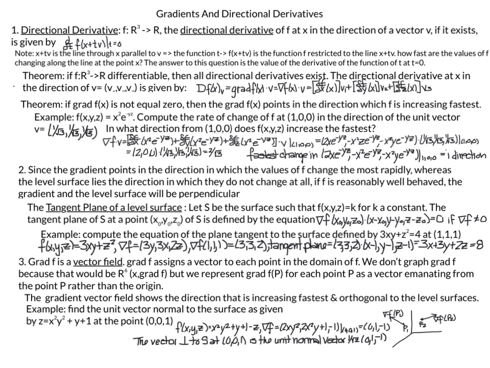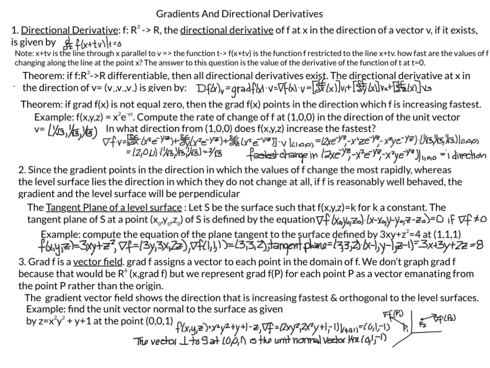And then we defined in general what a directional derivative is. If f from R3 to R is differentiable, then all directional derivatives exist, and the directional derivative at x in the direction of v is given by the gradient of f dot v. And we had this theorem: if the gradient is not 0, then the gradient of f points in the direction in which f increases the fastest.